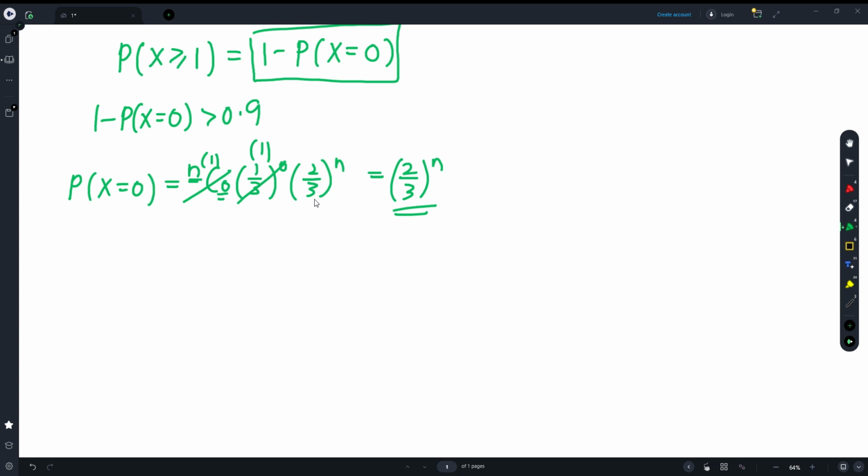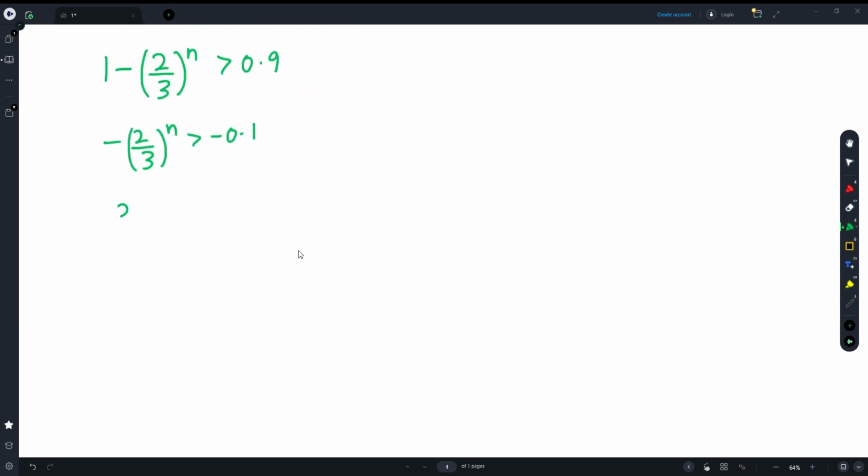I can continue from here. 1 minus probability x equals 0, which I already changed into 2 over 3 to the power of n, is greater than 0.9. As I continue, negative 2 over 3 to the power of n is greater than negative 0.1, because I'm shifting this 1 to the other side. So I get negative 0.1, and then 2 over 3 to the power of n is smaller than positive 0.1. This happens because I'm bringing the negative down, so it becomes a positive number, and remember to change the inequality symbol, otherwise there will be a mistake in the final answer.